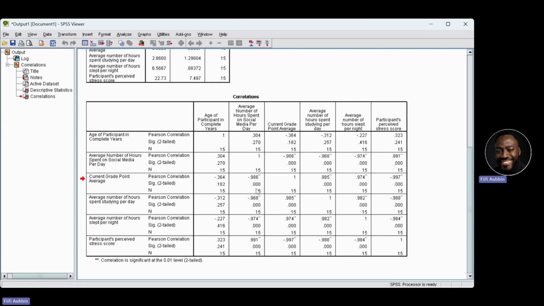Okay. Next, we're going to examine the social media hours and study hours. So the correlation coefficient is 0.968. Okay. And again, this is an extremely strong negative relationship. Students who spend more time on social media tend to spend fewer hours studying, and the p-value is also less than 0.001. So this relationship is also statistically significant.